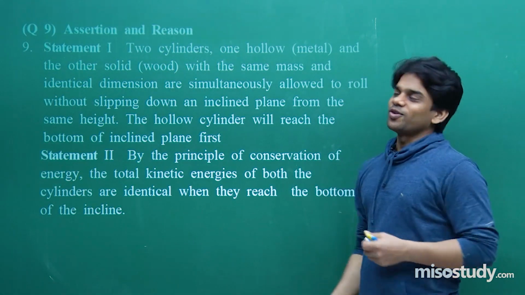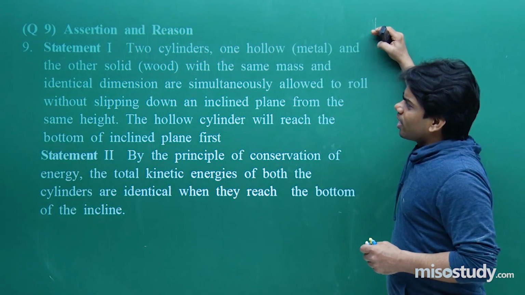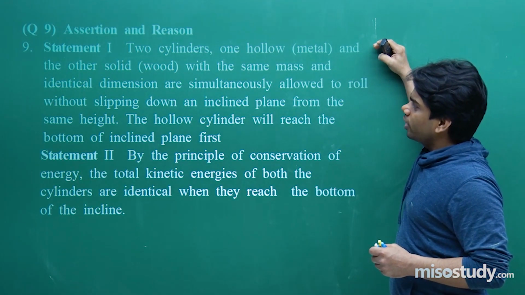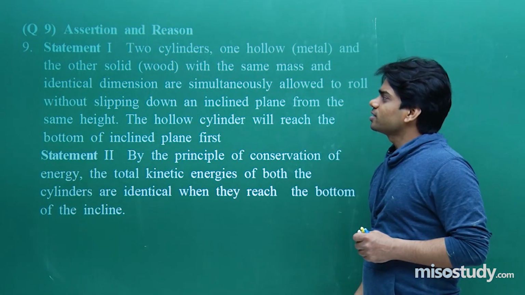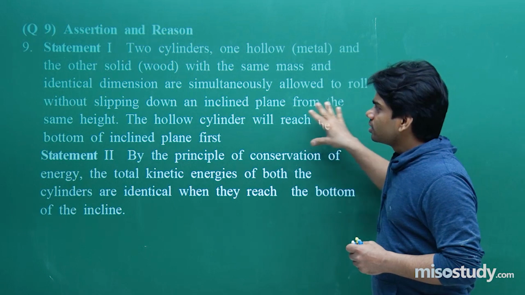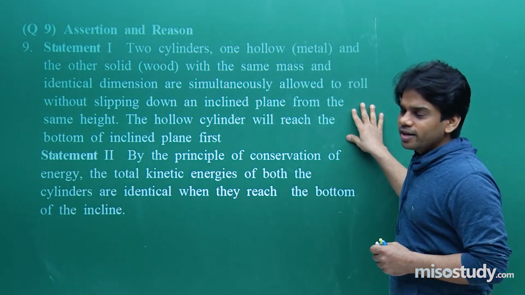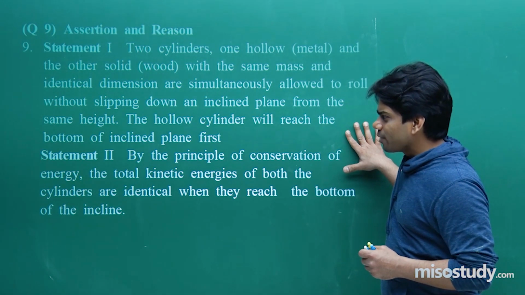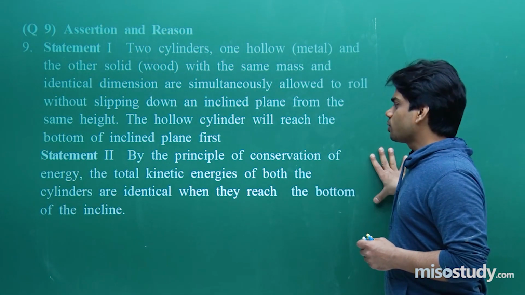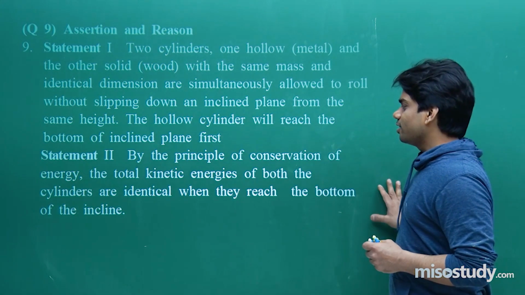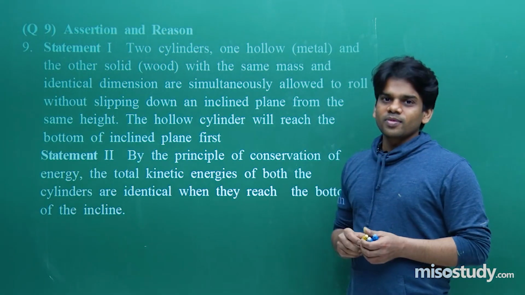Assertion and reason. Let's go ahead. Statement 1: Two cylinders, one hollow, that is metallic, and the other solid, that is made of wood, with the same mass and identical dimensions are simultaneously allowed to roll without slipping down an inclined plane from the same height. The hollow cylinder will reach the bottom of this inclined plane first. Statement 2: By the principle of conservation of energy, the total kinetic energies of both the cylinders are identical when they reach the bottom of the incline.